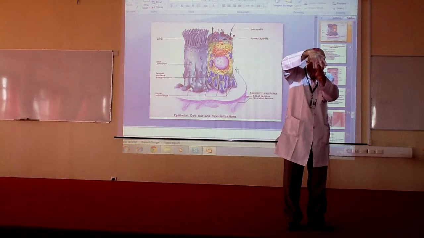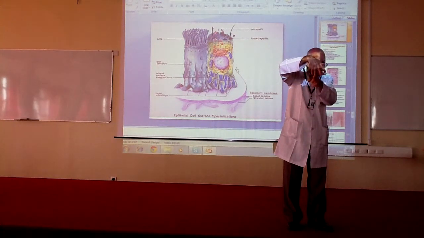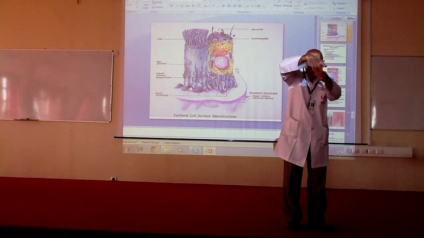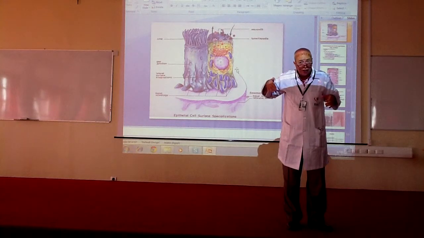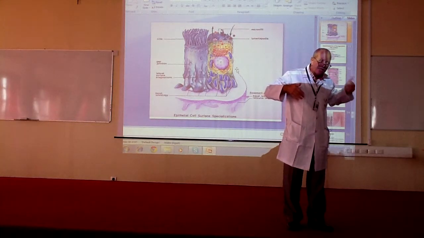Goes in, returns back. When it goes in, it becomes infolding, folding to the inside. What is in the cytoplasm of these infoldings? Mitochondria. Why? To give energy for transport.